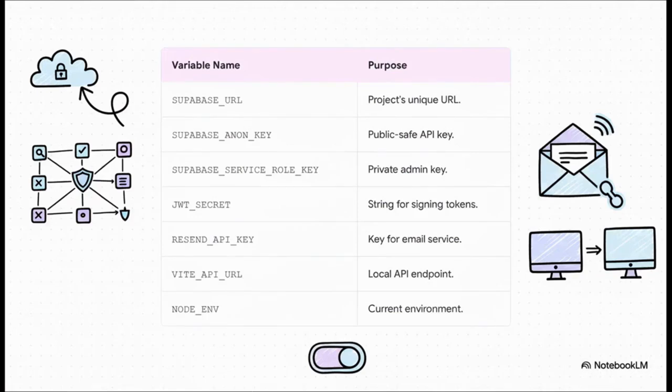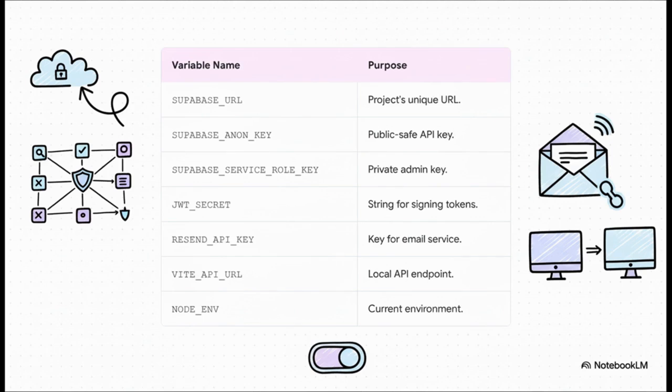The .env file will contain 7 environment variables. Supabase URL is your project's unique URL. Supabase anon key is the public safe key intended for front-end use. Supabase service role key is the private admin key for the backend and must be kept secret. JWT secret is a random string used for signing authentication tokens.